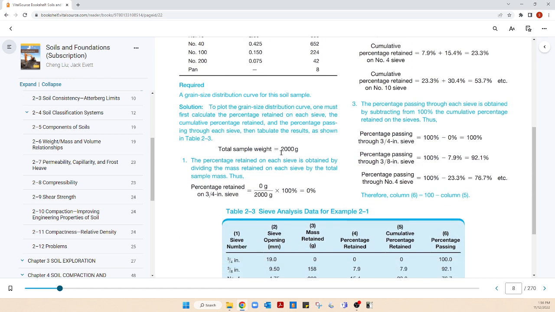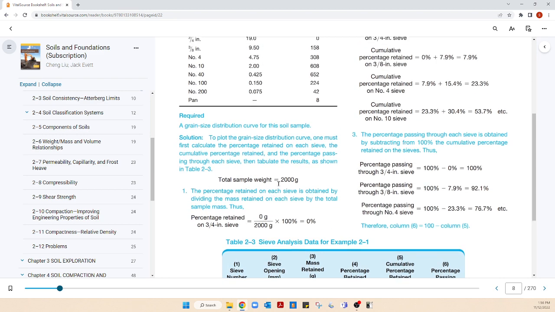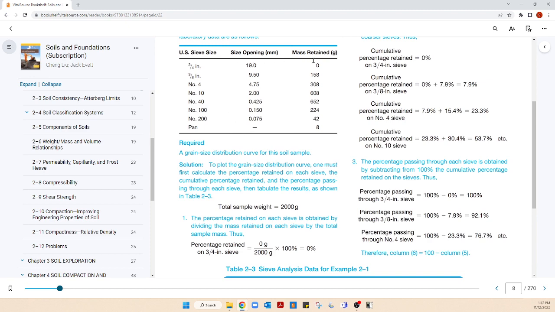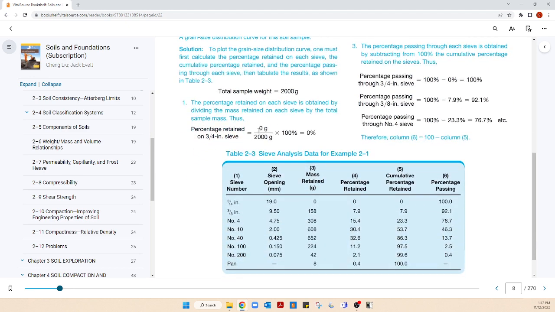So you're given the total sample weight of 2,000 grams. The percentage retained on each sieve is obtained by dividing the mass, that's like 158, by the total sample, which is 2,000. So in the case of the 3/4 inch sieve, nothing was retained. So 0 grams divided by 2,000 grams times 100 is 0%. So there's your percentage right there. Let's move along.